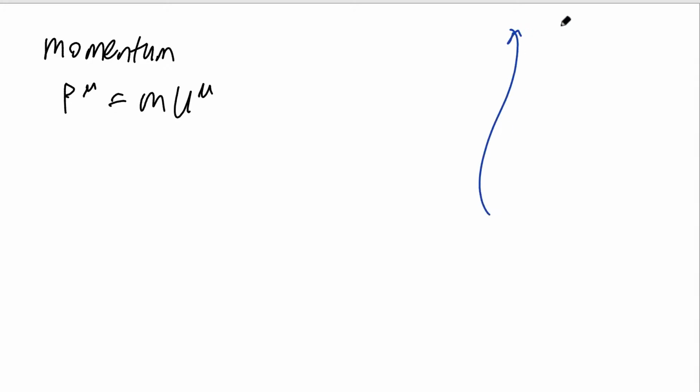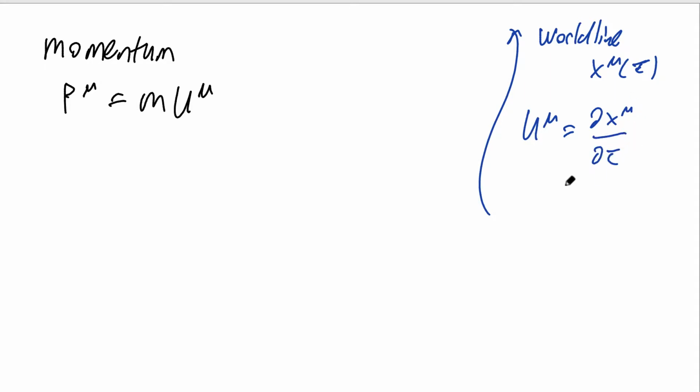In relativity, the momentum of a material particle is denoted P, the vector P mu. It's equal to the mass times the velocity. So here's the world line of some material particle. World line is x mu parameterized by proper time tau. And the velocity of the particle is just the derivative of x mu with respect to tau.